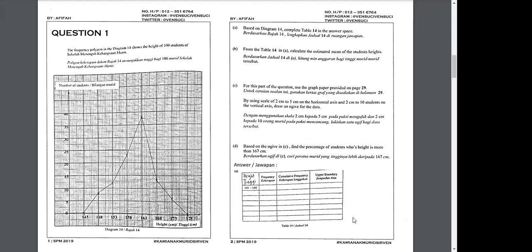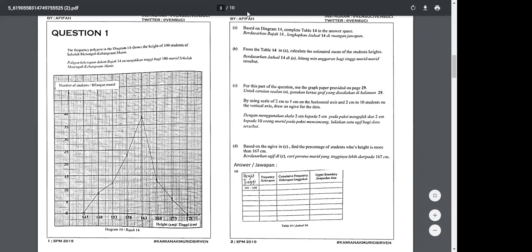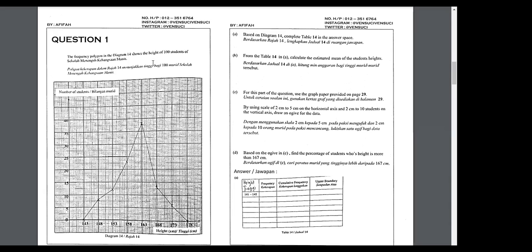They give you a frequency polygon that shows the height of 100 students of SMK Manis. So this is a frequency polygon. A frequency polygon usually shows the midpoint and the frequency. This is our own frequency and not cumulative frequency. You can see there's a peak here around 163 cm. So we look at the first question A. They want you to fill in the answer space.